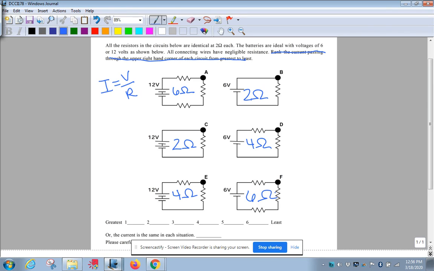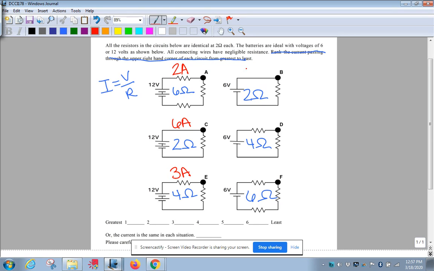Okay, so now we're just going to divide out. So 12 divided by 6, let me write it in red so I can actually see it. This one would have 2 amps because we're doing V over R. Over here we would have 12 divided by 2, so this one would be 6 amps. 12 divided by 4, so we would have 3 amps.